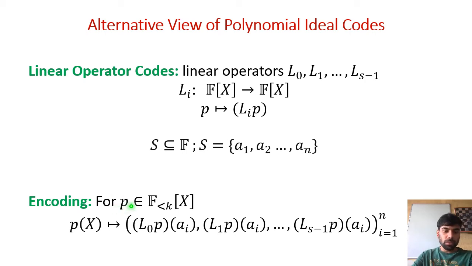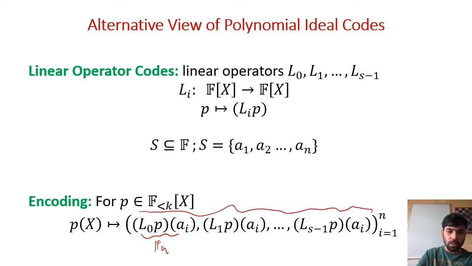The encoding of a message polynomial p of degree less than k is then given by just applying these linear operators to the polynomial p, getting another polynomial, and then evaluating that polynomial at ai. So again, this will be a member of Fq, and hence overall the alphabet becomes Fq^s, right? So it's a very simple definition. It just takes the s linear operators, applies them to the polynomial, and just evaluates it at the evaluation points.